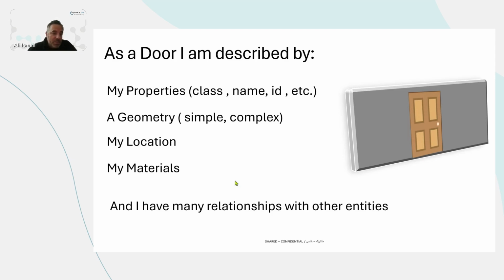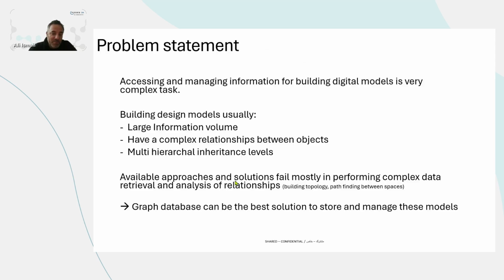Any element inside the building has a location, which is a local location or global location. It has material, etc. And the most important thing is that building elements have relationships with other entities, like connectivity, included in, decomposes, assigned properties, assigned material. This is what we will come to in the next few slides. So things can be very complex.